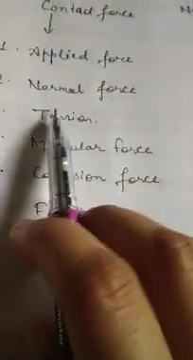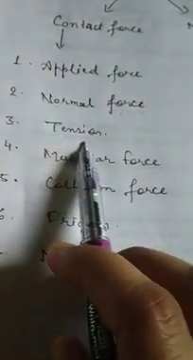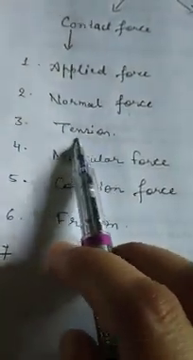Suppose a glass of water is kept on a table, then what happens? The table exerts an upward force on the glass to support its weight. So normal force is just a simple support force. Next is tension. This is also a kind of force.